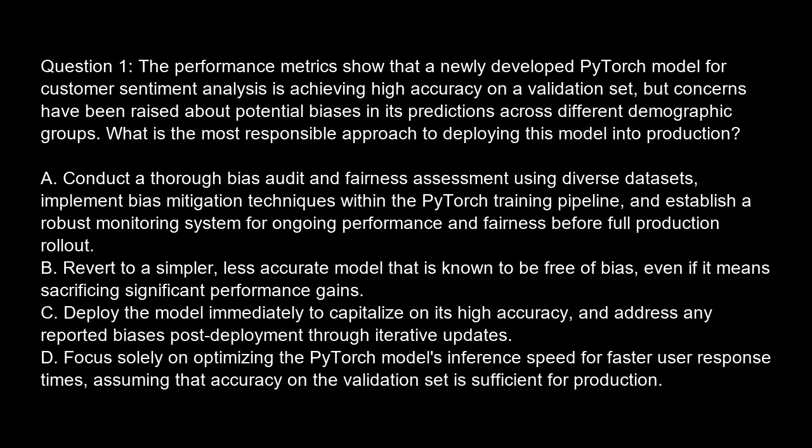Revert to a simpler, less accurate model that is known to be free of bias, even if it means sacrificing significant performance gains. Option C. Deploy the model immediately to capitalize on its high accuracy and address any reported biases post-deployment through iterative updates.